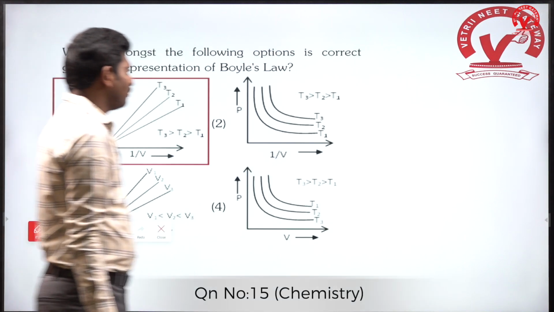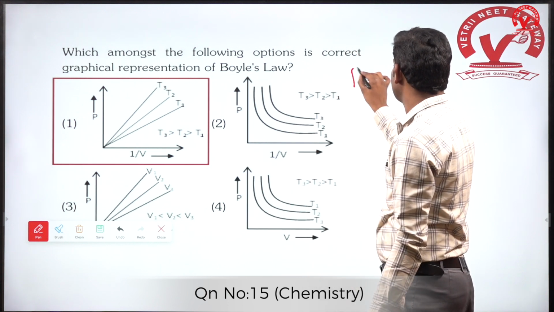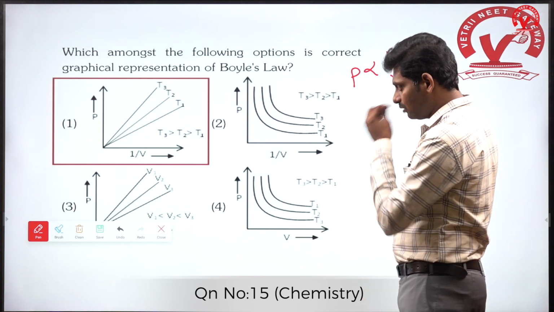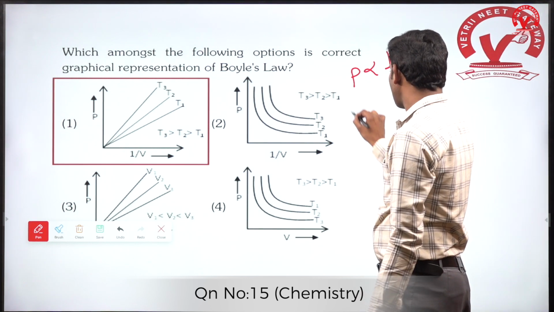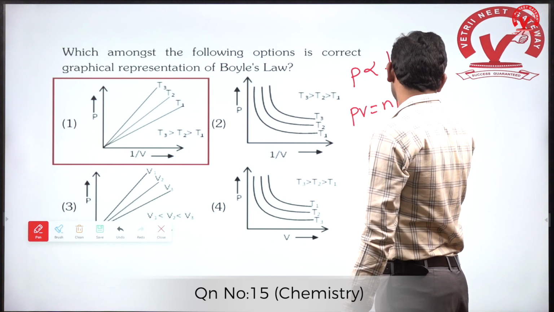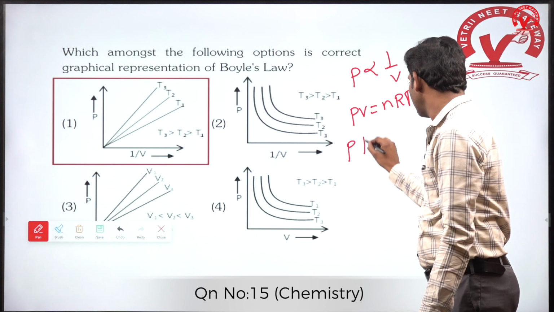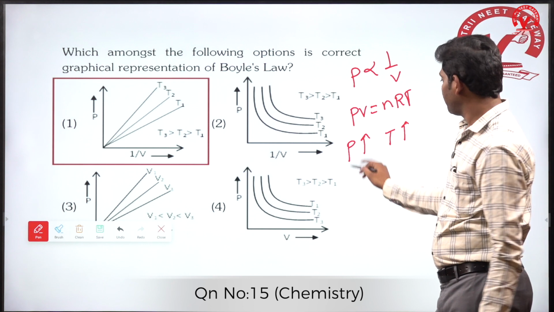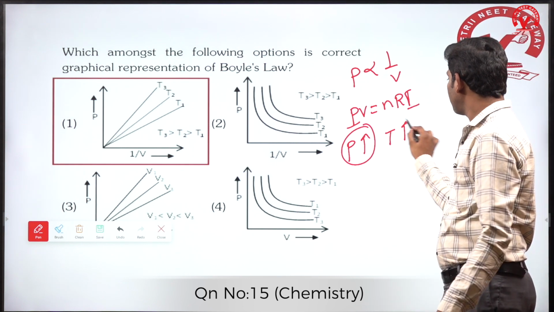So Boyle's law. First of all, what is Boyle's law? Boyle's law means pressure is inversely proportional to volume. So according to the ideal gas equation, PV is equal to nRT. So now if you increase the pressure, temperature also increases. So P increases means temperature also increases.